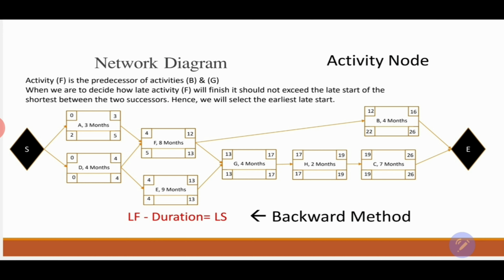Activity E. Activity E has only one successor, which is G, and the late start of activity G is 13. Therefore, the late finish of activity E will be 13 as well.